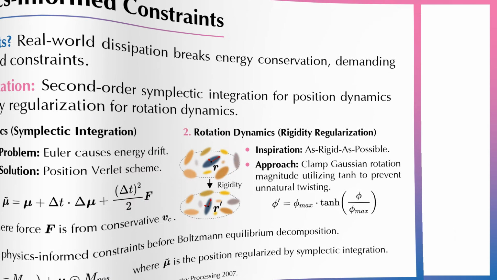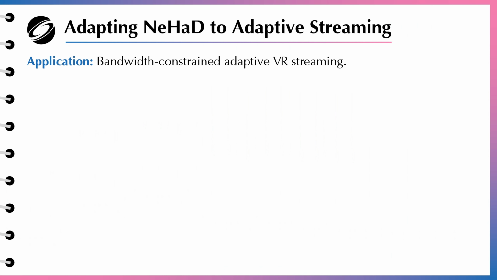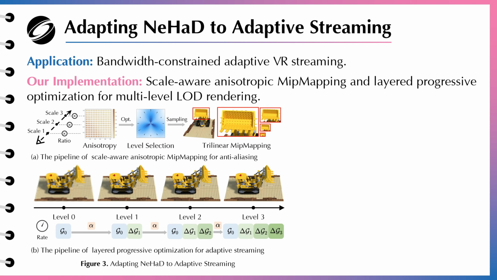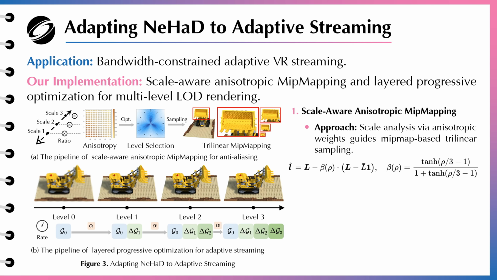To evaluate the practical utility of NeHaD in graphics applications, we extend it to adaptive streaming for VR requirements, which is challenging in bandwidth-constrained environments. We adapt NeHaD to streaming through two enhancements. One is scale-aware anisotropic MIP mapping for efficient multi-level texture sampling, and the other is layered progressive optimization for global level of detail rendering. For scale-aware anisotropic MIP mapping, different scales from varying viewing distances are analyzed using anisotropic weights, followed by MIP-map level selection and trilinear MIP mapping for texture sampling.